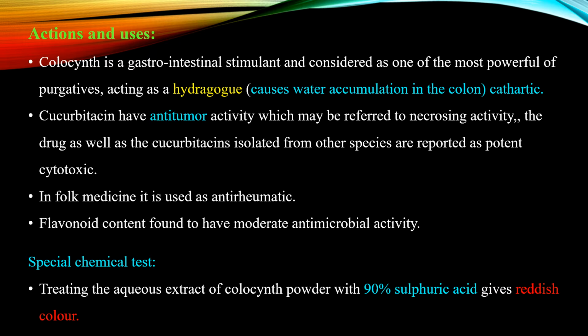In folk medicine, colocynth is used as an anti-rheumatic, with the entire fruit used after heating, topically as an anti-rheumatic. Flavonoids have moderate antimicrobial activity. Chemical test for colocynth: treating an aqueous extract of colocynth with 90% sulfuric acid will give a reddish color.